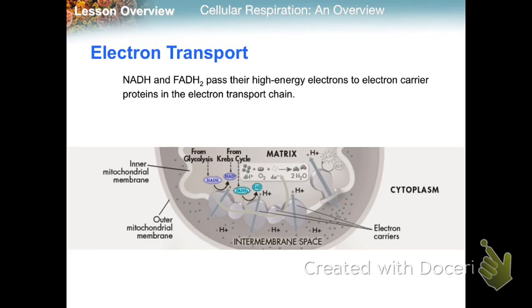So here we have the NADH and the FADH2. They've come from glycolysis and from the Krebs cycle. They dump their high energy electrons into the electron transport chain.